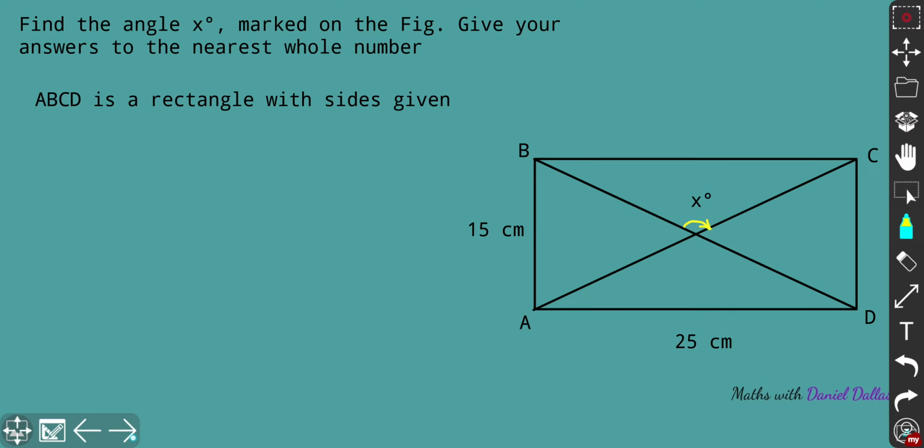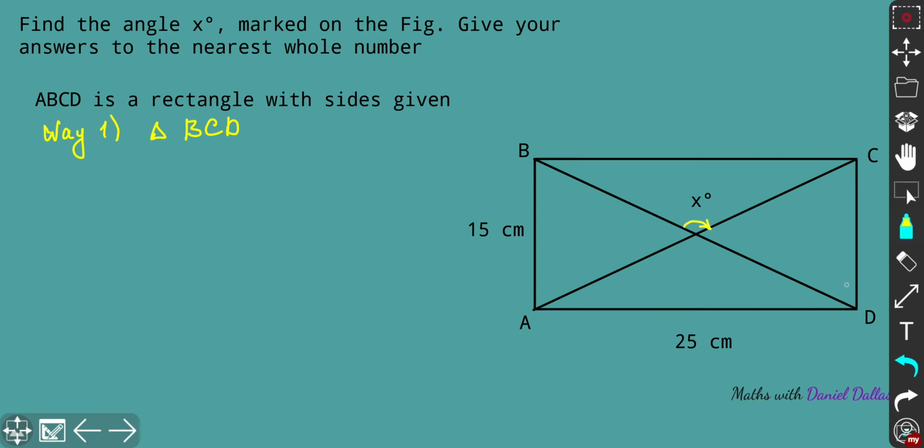Let's move next. We are given a rectangle with sides given below, 15 and 25. Pause the video, try to do it on your own, and then we try to solve. In this case, I think we can solve in different ways. I'll show you way one. Let's consider triangle BCD. It's definitely a right angle.